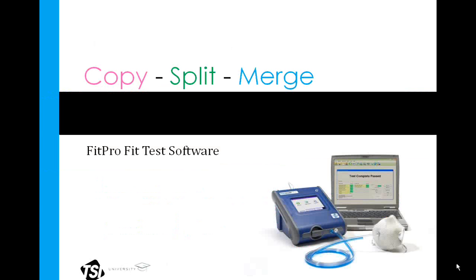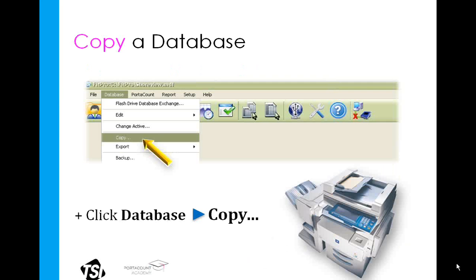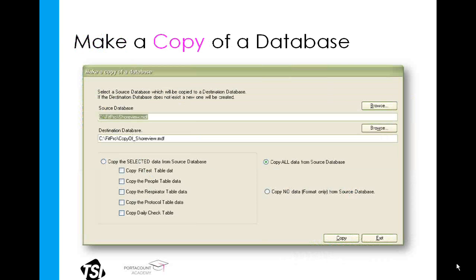Now we're going to switch gears a bit, and I'm going to discuss our copy, split, and merge function. I'm not going to walk through each step by step as we just did. I'm mostly going to define the benefits and the results of those functions. The copy function is just as its name describes. This will make a copy of an existing database, and it will be a direct copy of an existing FitPro database. So to view this feature, go to Database, and then go down to Copy.